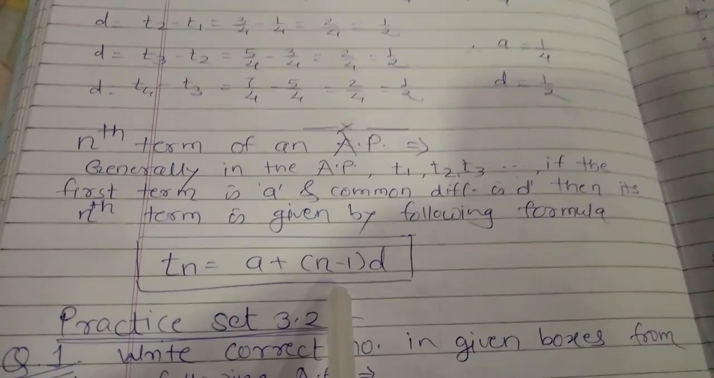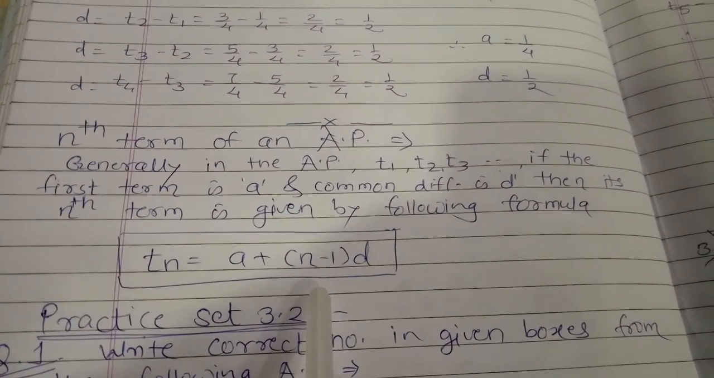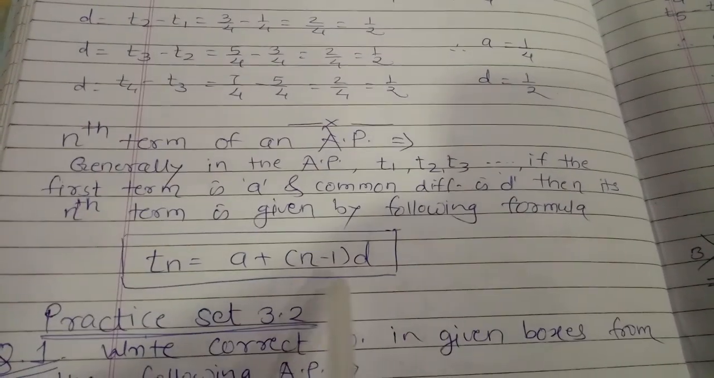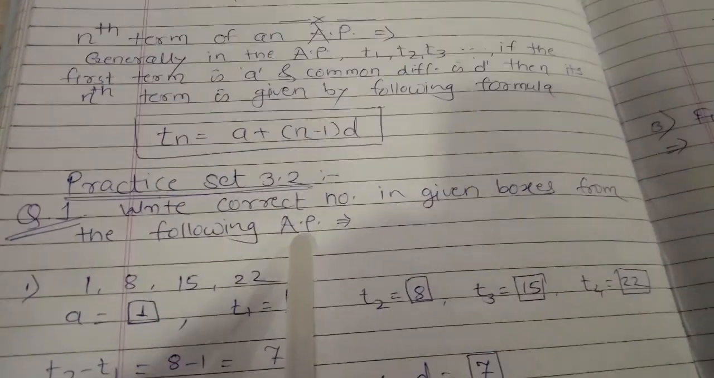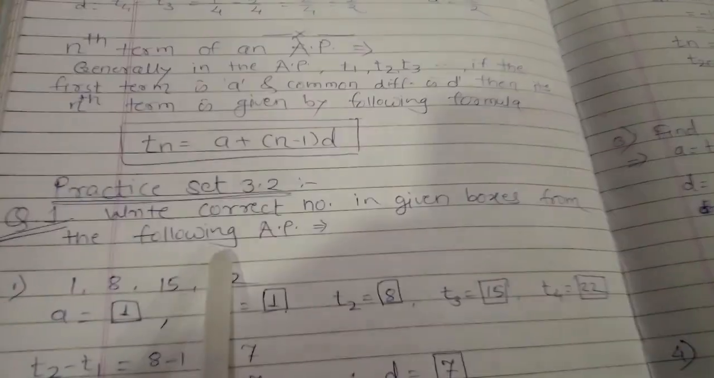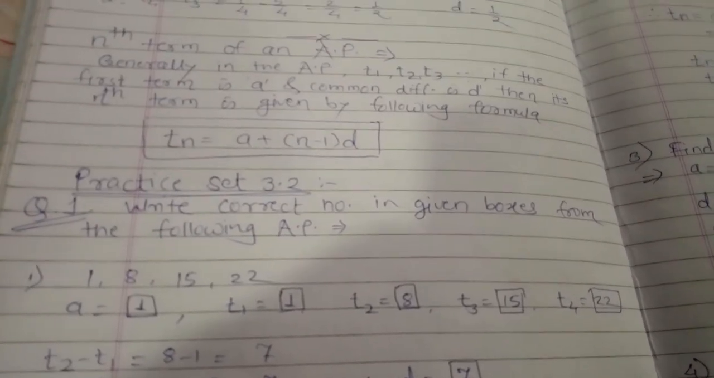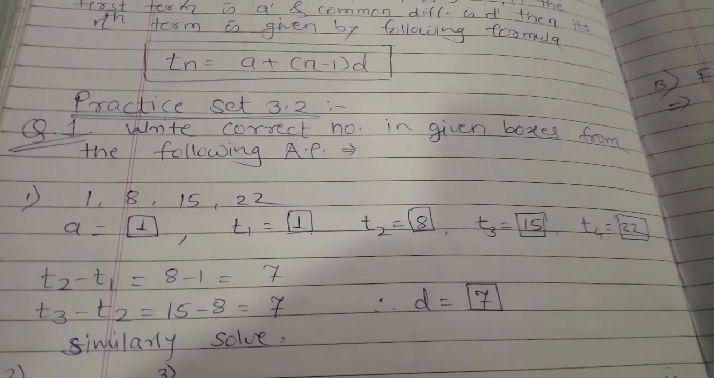So this is the most important formula to calculate the nth term or the last term of the arithmetic progression, that is Tn is equal to a plus (n minus 1) into d. So we start with practice set 3.2. Question 1, that is write the correct number in the given boxes from the following AP. So there is an activity actually.